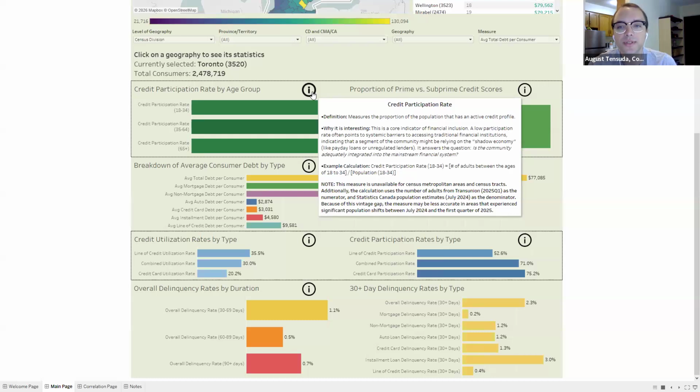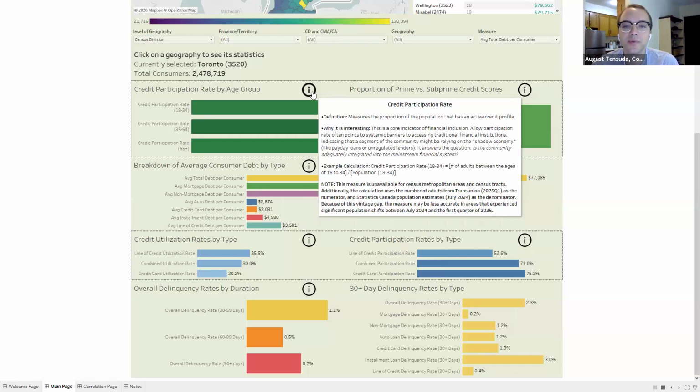So this measures the proportion of the population that has an active credit profile. It's a core indicator of financial inclusion. A low participation rate often points to systemic barriers to accessing traditional financial institutions, indicating that a segment of the community might be relying on the shadow economy like payday loans or unregulated lenders.